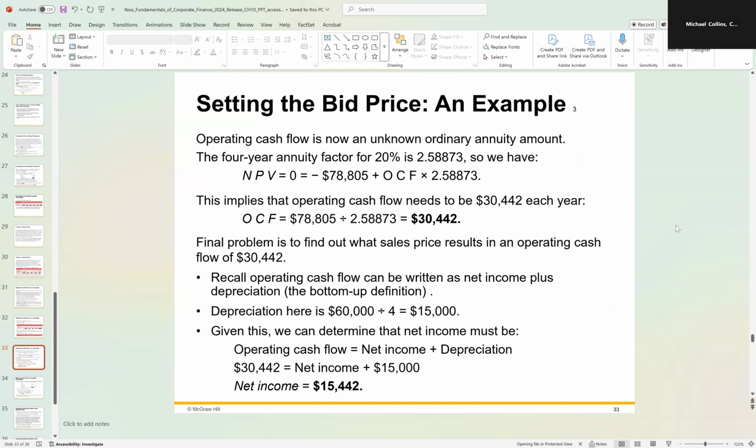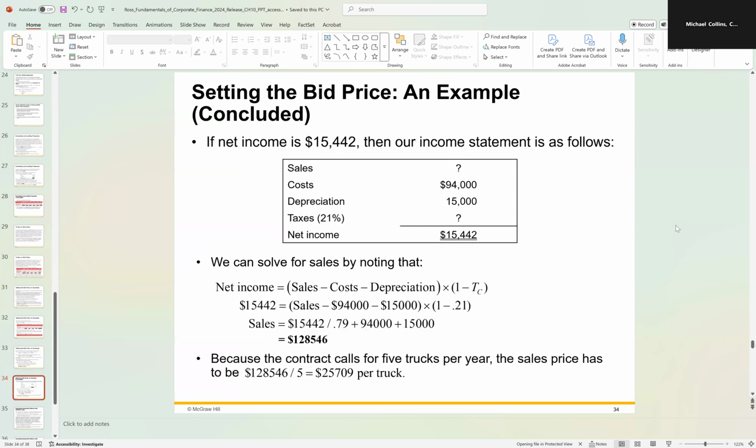The final problem is to find out what sales price results in an operating cash flow of 30,442 per year. Recall that operating cash flow can be written as net income plus depreciation. Depreciation here is 60,000 divided by 4, which is 15,000. Given this, we have net income plus depreciation. Net income is 15,442. And it gives a little math breakdown here of what we're looking for. So if net income is 15,442, then our income statement is as follows.